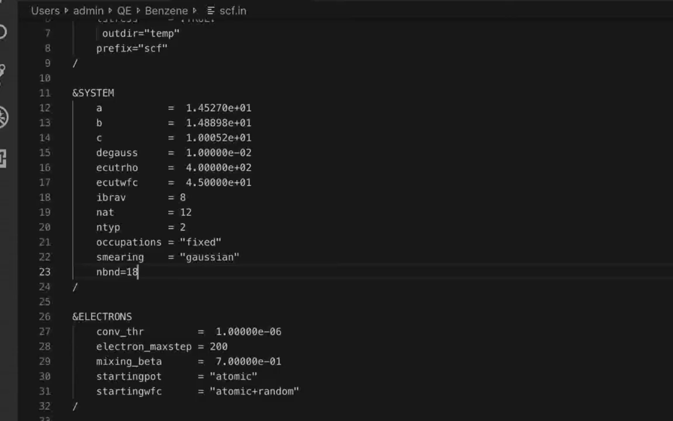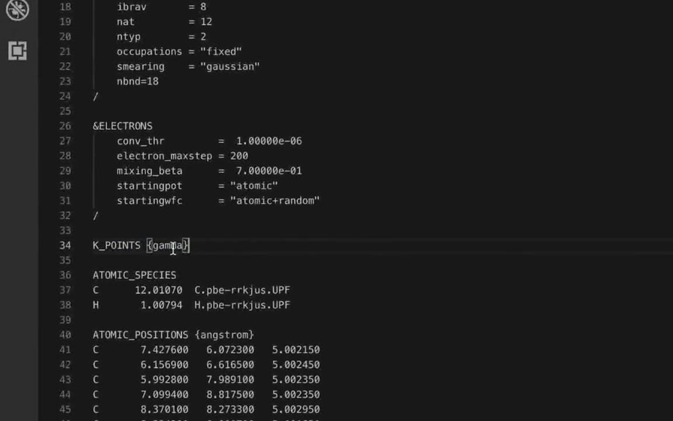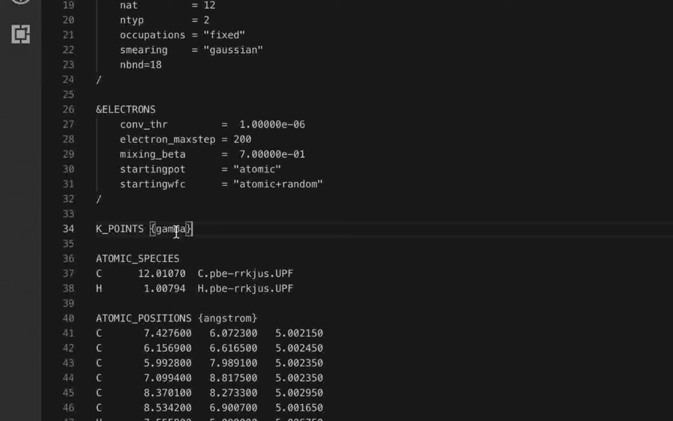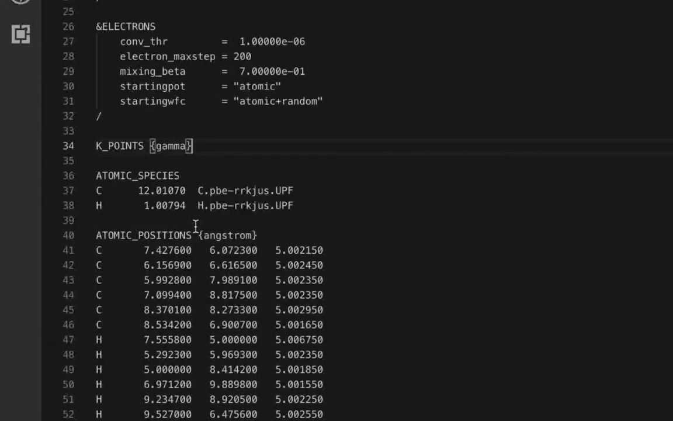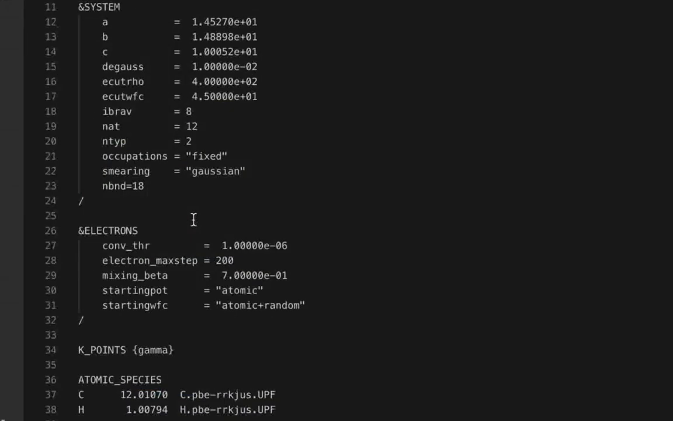So we can increase the number of bands specified, and we are going to perform only a gamma point calculation. Make sure that you say gamma over here, because then it can take advantage of gamma optimized calculations. And then pseudopotentials and the coordinates, that's it. I'll add all these input file links in the description down below if you have any trouble, but I think this should be pretty straightforward.